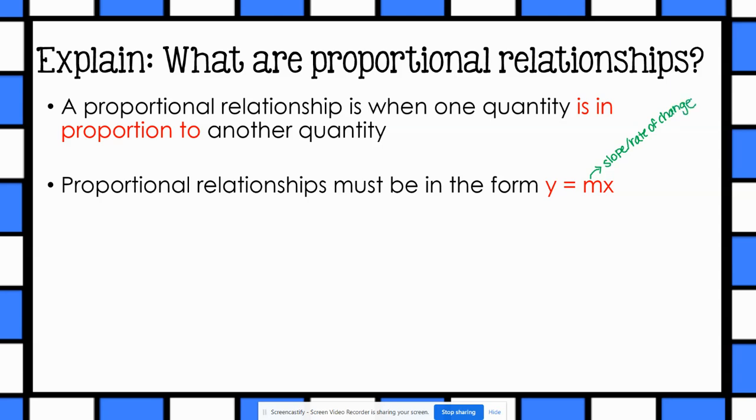So you would have an equation that might look like y equals 2x, or y equals 3/4 x. All of these would be proportional relationships. However, if you have something that said y equals 5x and then you put plus 3 with it, the plus 3 makes it no longer a proportional relationship.